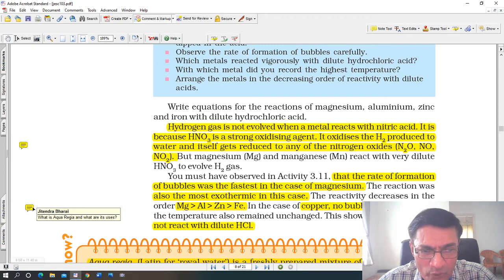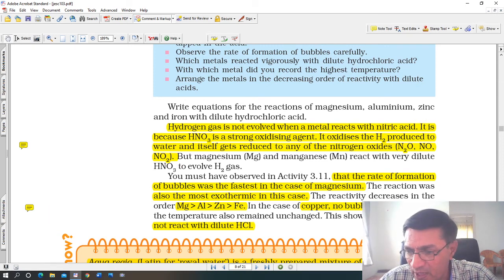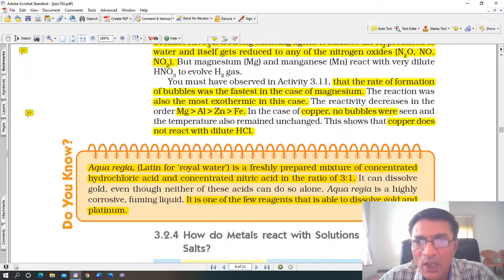There is one more question. What is aqua regia and what are its uses? Okay, just let's proceed further for a couple of minutes. You must have observed in activity 3.11 that the rate of formation of bubbles was the fastest in the case of magnesium. The reaction was also most exothermic in the case of magnesium.